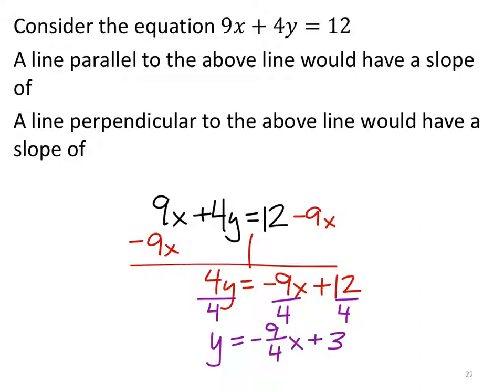Not that that matters, I guess, because we're just looking at the slopes, okay? So for a parallel line, it would have a slope the same as the one we have, which is negative 9/4. And the perpendicular line for that equation would be the opposite. So this one's negative, so the perpendicular one will be positive, and then we're just going to flip the fraction. Positive 4/9. You don't really have to show the positive there. That's good.